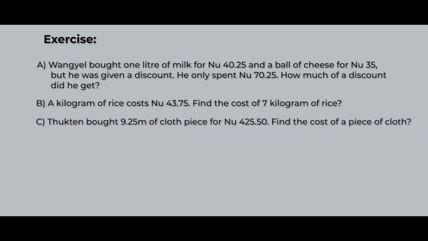Question C. Thukten bought 9.25 meters of cloth for 425.50. Find the cost of a meter of cloth. D. 12.8 minus 2.5 multiplied by 2 plus 9.3 in the bracket, divided by 1.3.